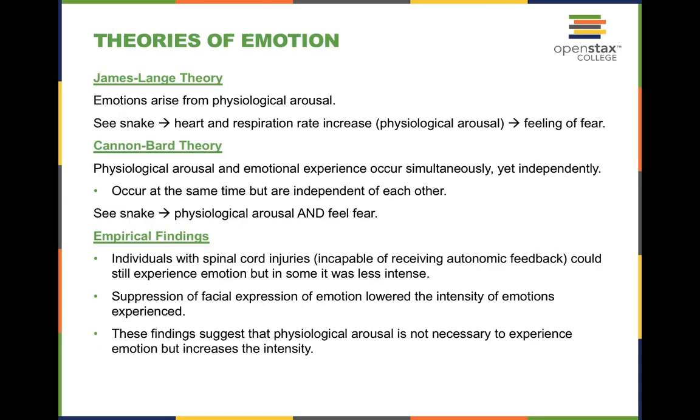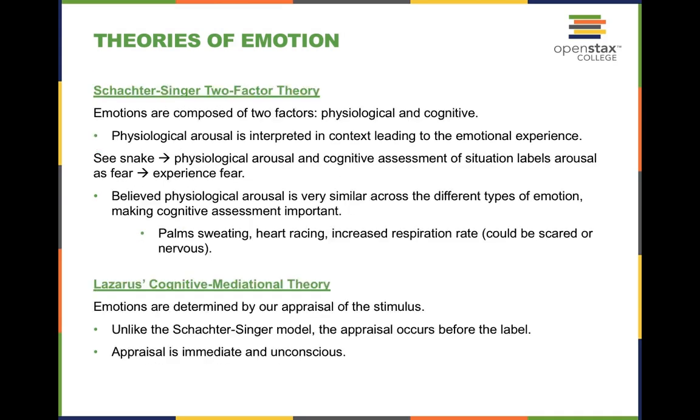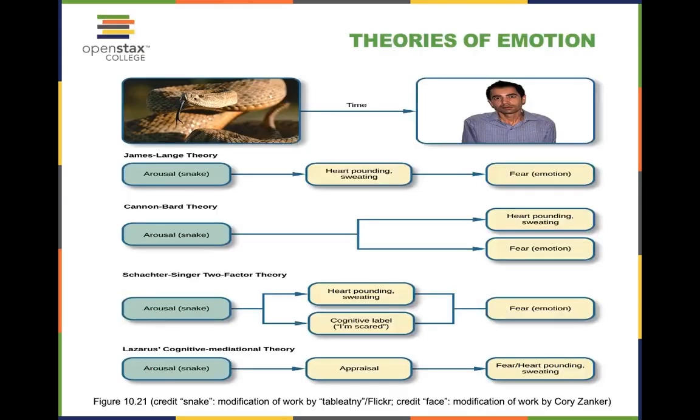All right, let's look at some theories of emotion. Firstly, we have the James-Lange theory, we have the Cannon-Bard theory as well. We've got the Schachter-Singer two-factor theory, as well as the Lazarus cognitive mediational theory. Now, those are for your studying purposes.